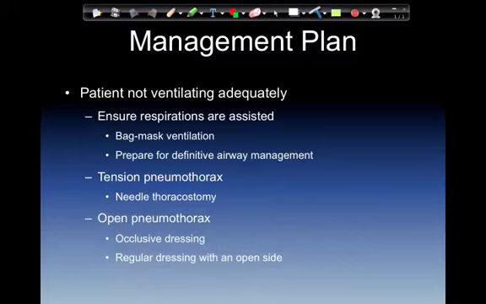Open pneumothorax: occlusive dressing. There are aftermarket devices out now, like the Halo dressing. Or a regular dressing with an open side, and this would be like three sides. So tape three sides so that it works like a flutter valve.